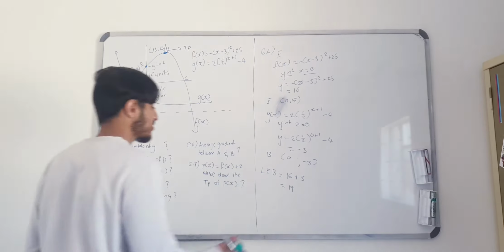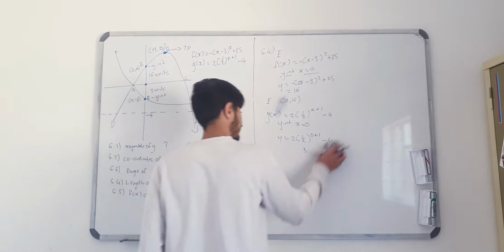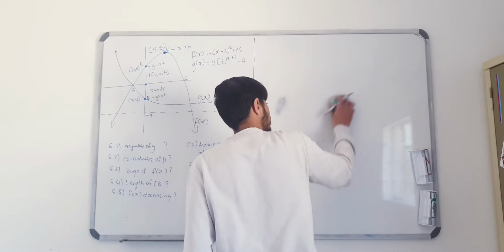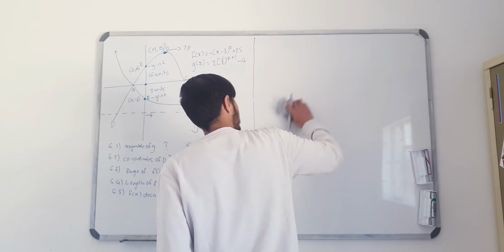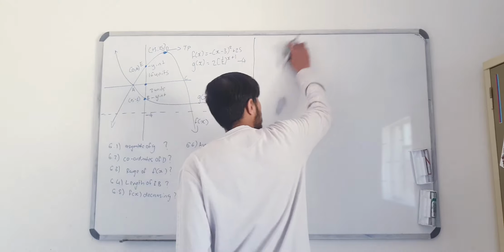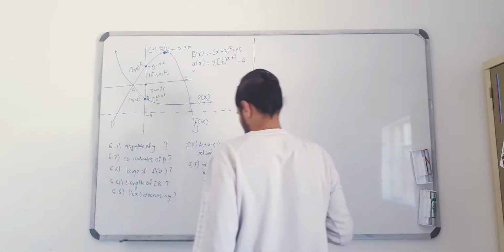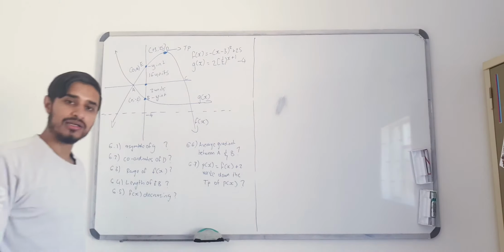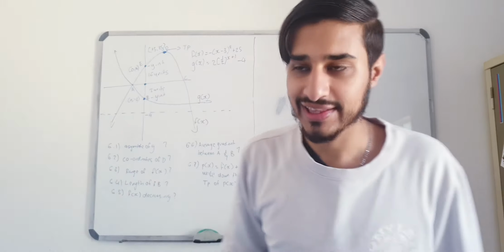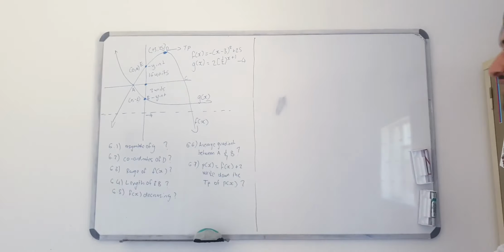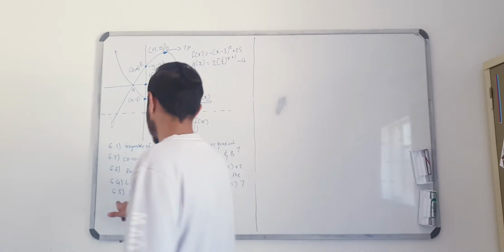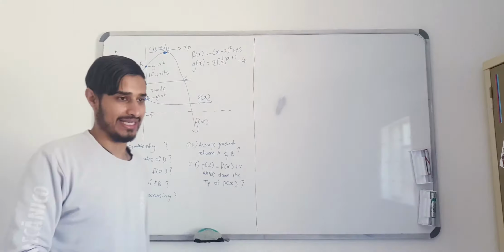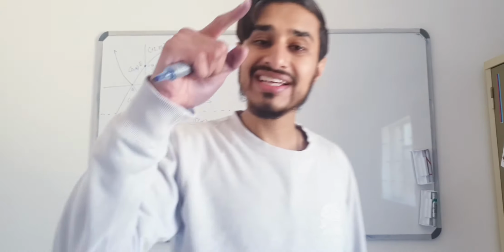Now it says, give us all the x values. Right. So the next question here says, 6.5, give us all the x values where f of x is decreasing. So where f of x is decreasing.